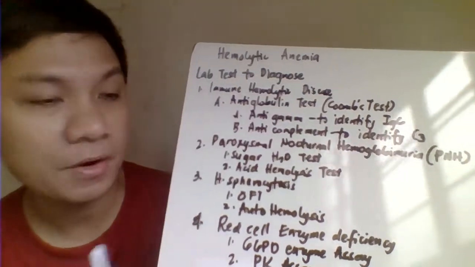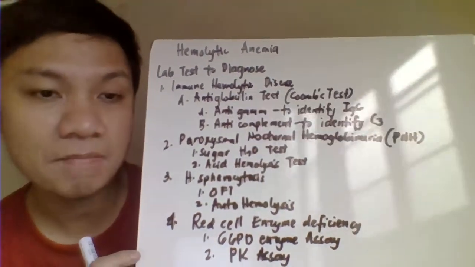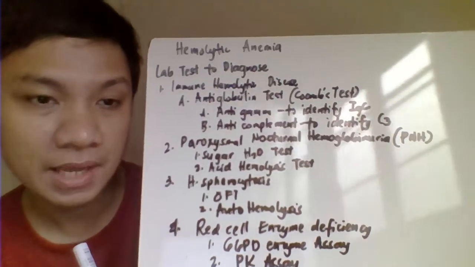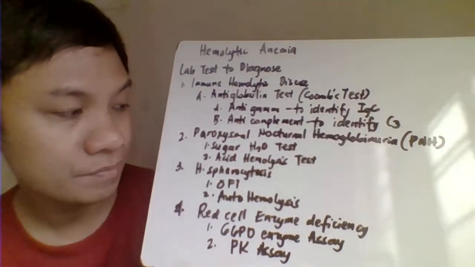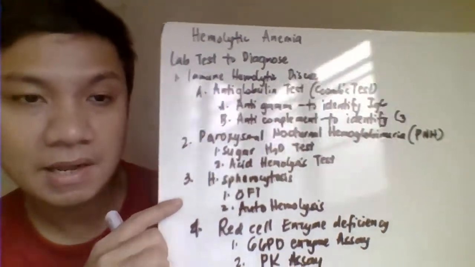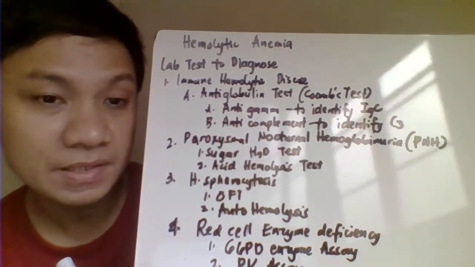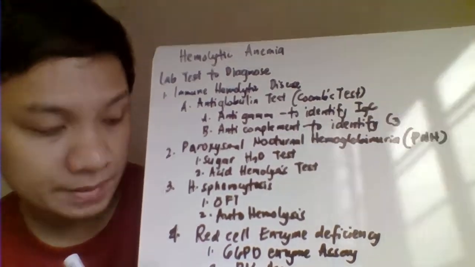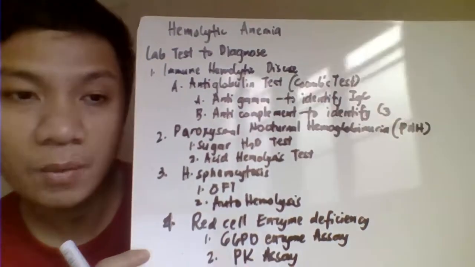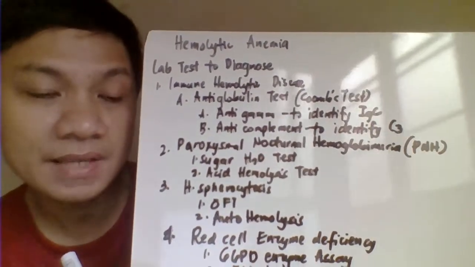Then we have also your PNH, paroxysmal nocturnal hemoglobinuria, which could be identified by our sugar water test or your Ham's test. It could also be identified by your acid hemolysis test. Then hereditary spherocytosis could be identified by our osmotic fragility test or even your autohemolysis. Then for our enzyme defects, that could be identified by a specific enzyme assay.